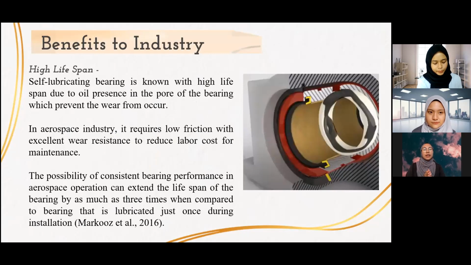So these are the benefits to industry. We have three. The first one is high lifespan. Self-lubricating bearing is known for high lifespan due to the oil present in the pores of the bearing, which prevents wear from occurring. In the aerospace industry, it requires low friction with excellent wear resistance to reduce labor cost for maintenance. The possibility of consistent bearing performance in aerospace operation can extend the lifespan of the bearing by as much as 3 times when compared to a bearing that is lubricated just once during installation. This statement is according to Marcos 2016.